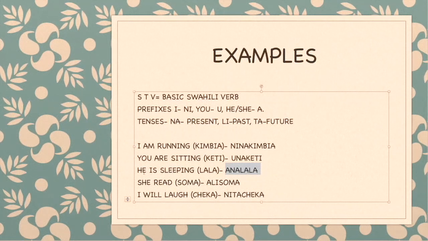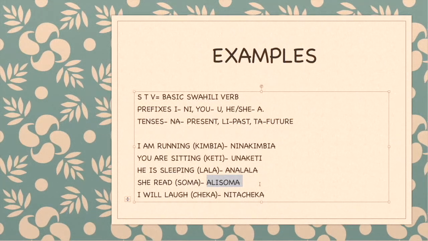Okay? How about she read? And this is in the past tense. So mixing things up a little bit. For he or she, our subject prefix is going to be a. So that's how we indicate he or she in a verb. So we come and put it a, and then our past tense is li. We come and put it right there and simply affix your verb. Alisoma will be a, she read.